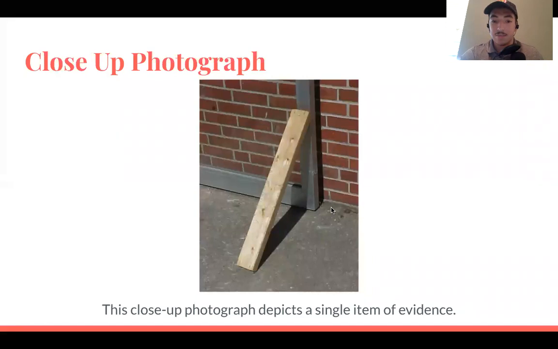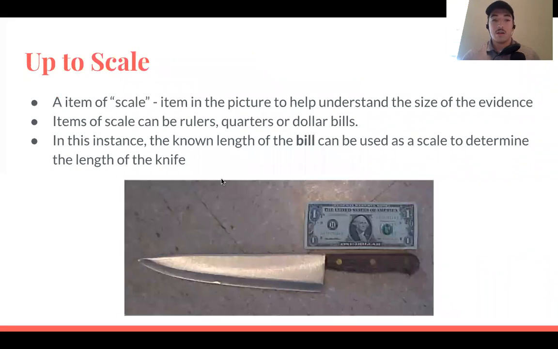In this case, the people that broke into the school, they used this wooden plank. So again, it's just showing one piece of evidence. Item of scale. This means an item of scale is an item that we put in the photo that helps us understand how big the evidence is.